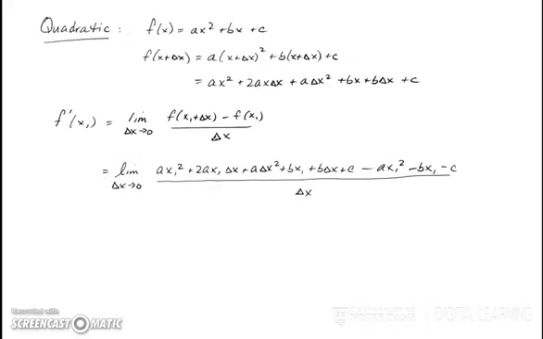Okay, so now let's see what happens. So the c's cancel out, the bx1s cancel out, the ax1 squareds cancel out.